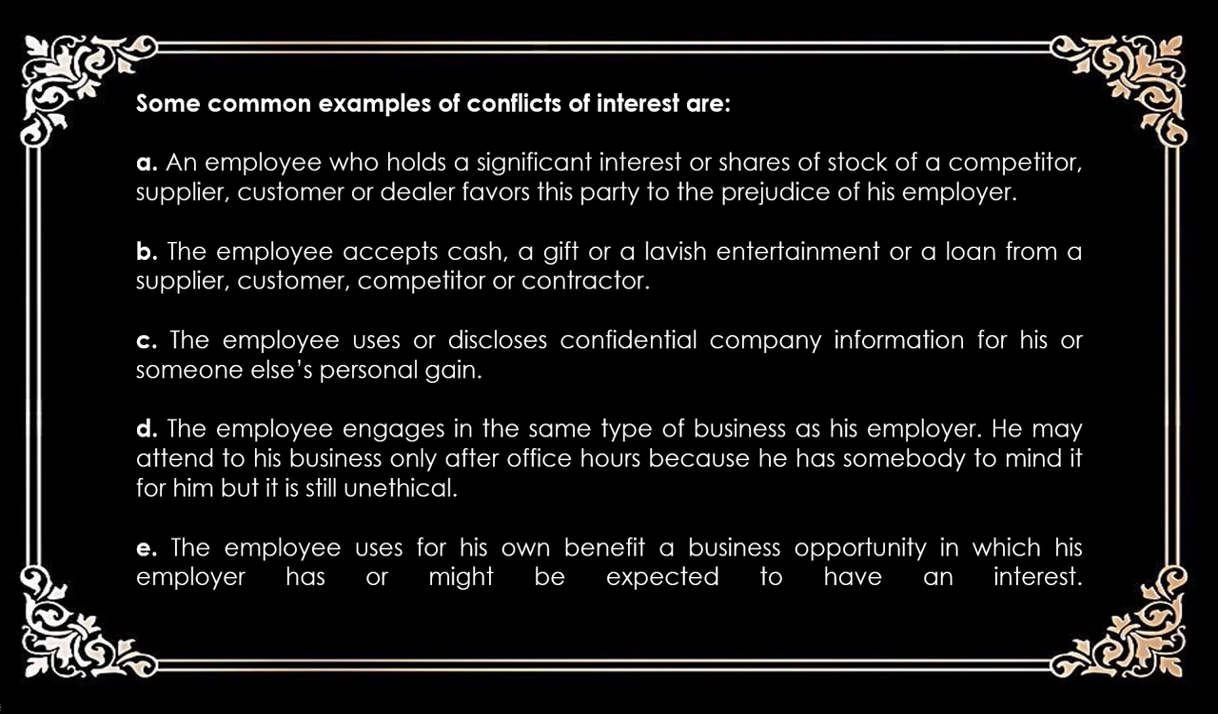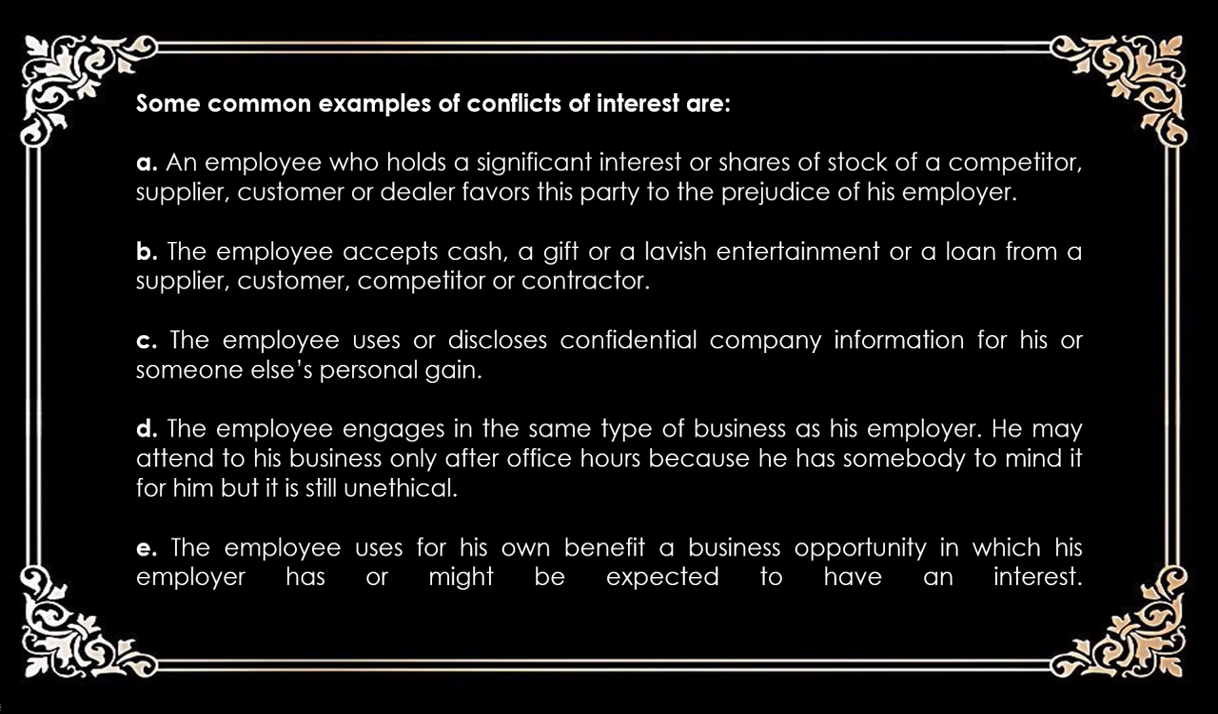C. The employee uses or discloses confidential company information for his or someone else's personal gain. Employees will encounter and learn information that can harm a company if the information is shared with others or competitors. Confidentiality is the act of being discreet and not discussing the company's business with other people. An example is revealing his employer's formula or menu for a well-liked food to a competitor.